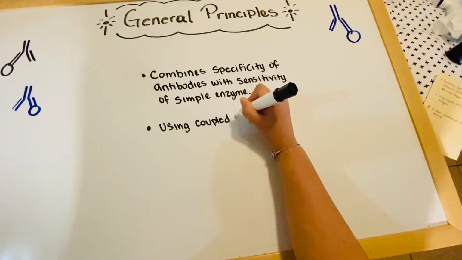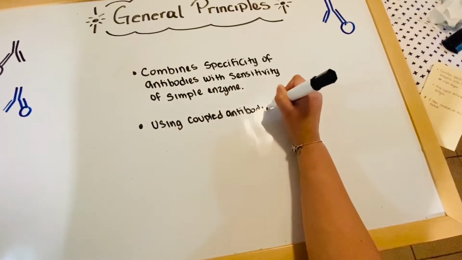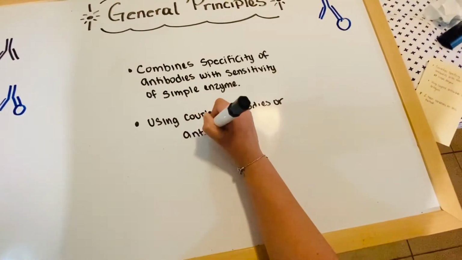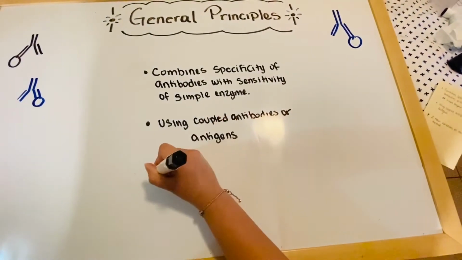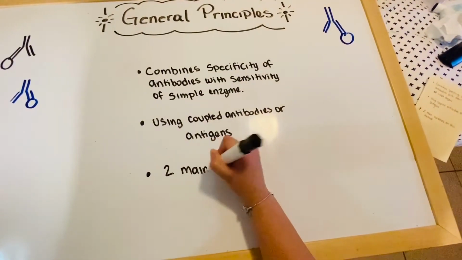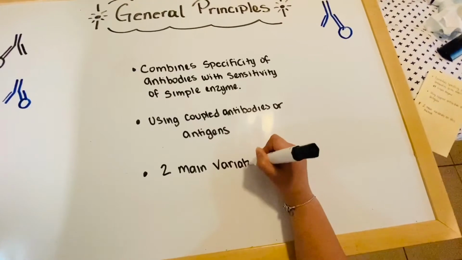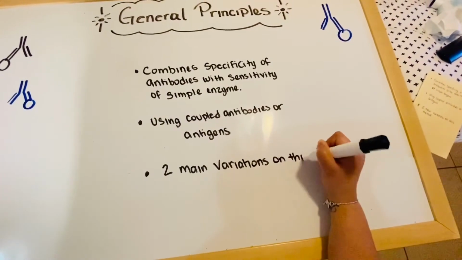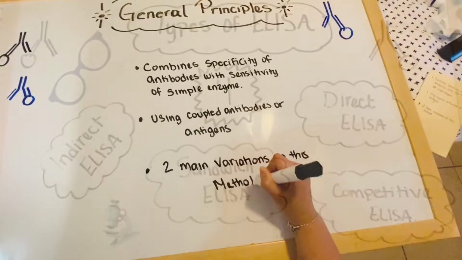It is important to note that ELISA can be used through two main variations. One, to detect the presence of antigens that are recognized by an antibody, or it can be used to test for antibodies that recognize an antigen.